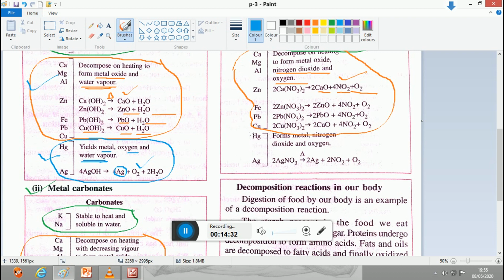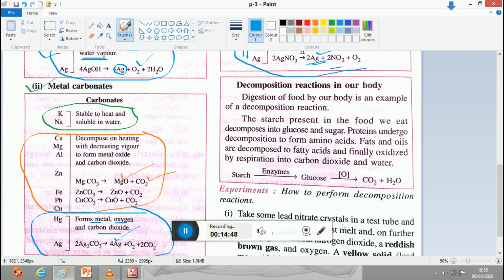And mercury and silver will produce metal, nitrogen dioxide and oxygen. This is the basic feature of these hydroxides, carbonates and nitrates. Examples of decomposition reactions in our body include the digestion of food by our bodies.